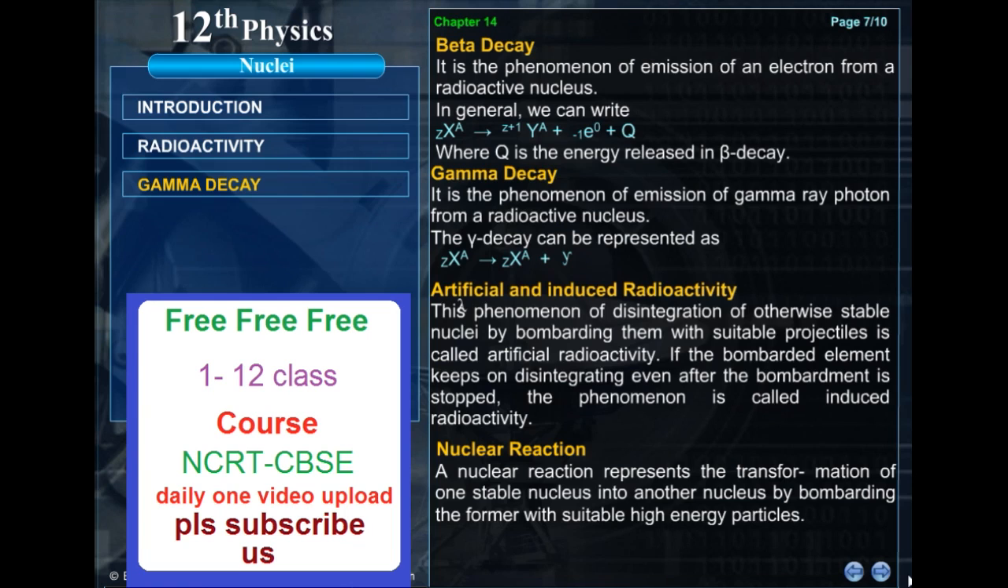Gamma decay. It is the phenomenon of emission of a gamma ray photon from a radioactive nucleus. The gamma decay can be represented as ZX^A → ZX^A + γ.